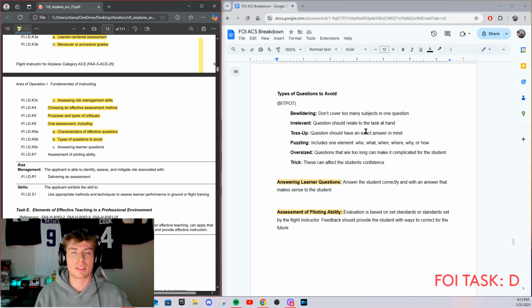No toss-up questions, so questions that, this is kind of the right answer. It could be this or it could be that. Just like questions like how many cylinders are there in the engine, like not a toss-up question. No puzzling questions. So it has that one element like we went over: who, what, when, where, why, or how. Oversized, so the question's not too long, or they're just going to get confused. They're like, I don't even know what I'm supposed to be answering here, or they have to think through the whole thing. Just keep it, just like I said earlier, concise, clear, and brief.